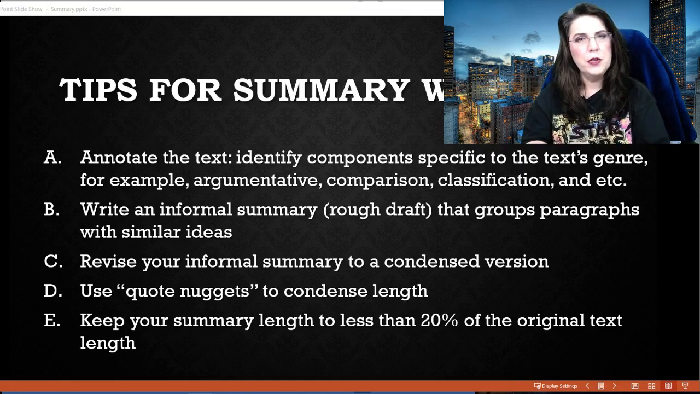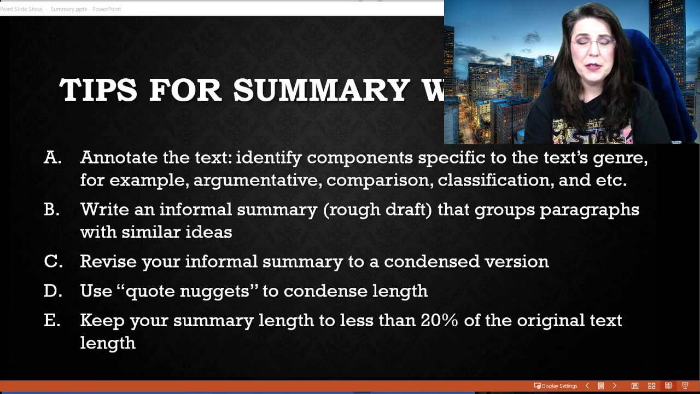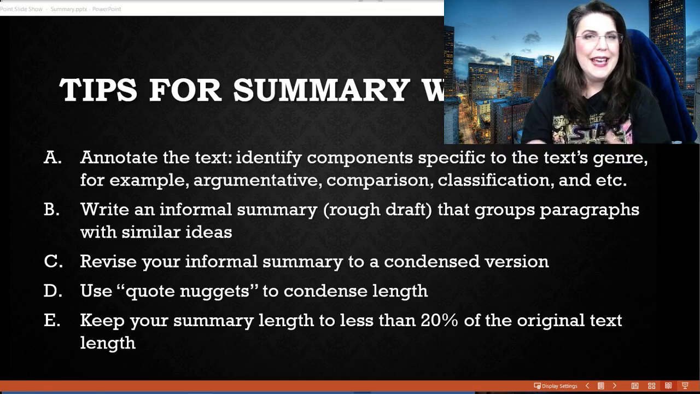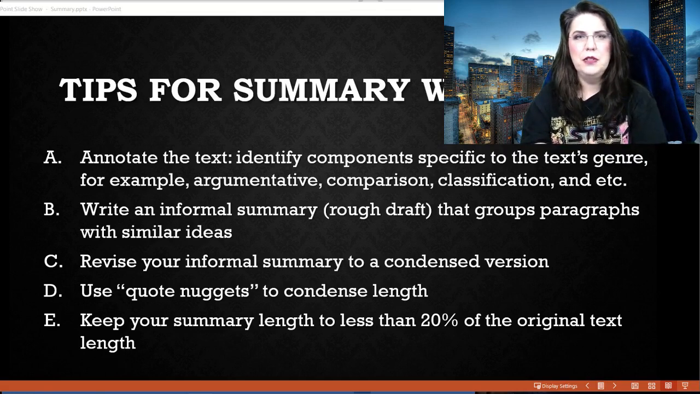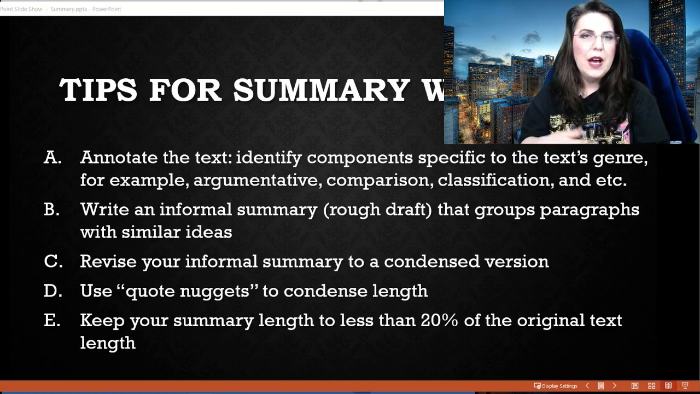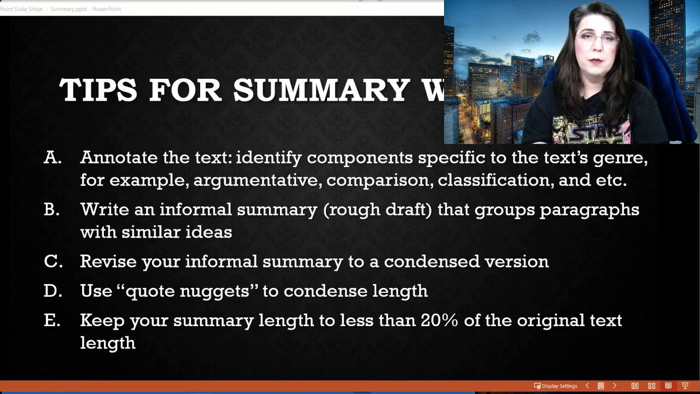To keep your summary writing condensed and shortened, it is wise to use something that is called quote nuggets. Now, a quote can be a few words, which is what a quote nugget is. A quote can be a sentence. A quote can be a paragraph. A quote can be multiple paragraphs. In summary writing, it's important to demonstrate that you can be concise with your words. So it's very important that you choose what type of quote you're going to use for your summary writing.